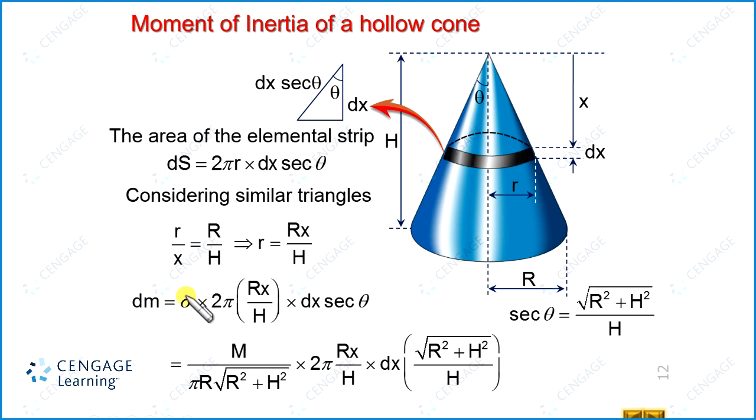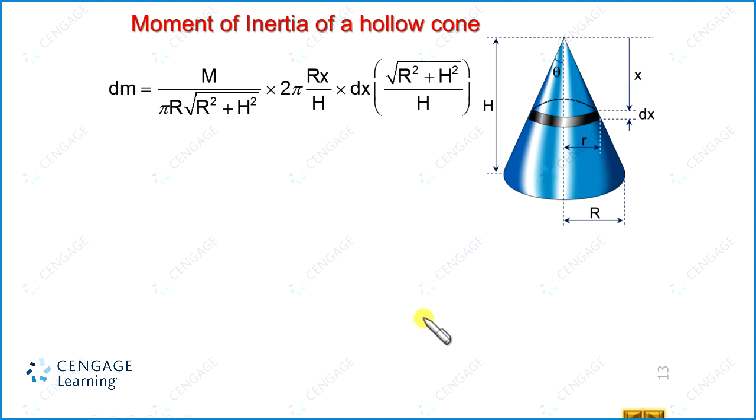As we discussed, this sigma equal to mass divided by surface area equal to pi R L, and L is the under root R square plus H square. Let us write this expression to the next page. This one we can further simplify, right? And here pi and R, this will cancel out. H will also get cancelled. So we are left with the relation dm equal to 2 capital M x divided by H square dx.